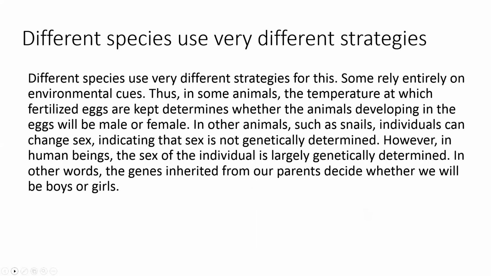Different species use different methods for determination of their gender. First we'll be talking about environmental factors, how the environment affects the determination of the gender of an individual organism or animal. In some animals, the incubation temperature determines what the gender of their offspring will be.